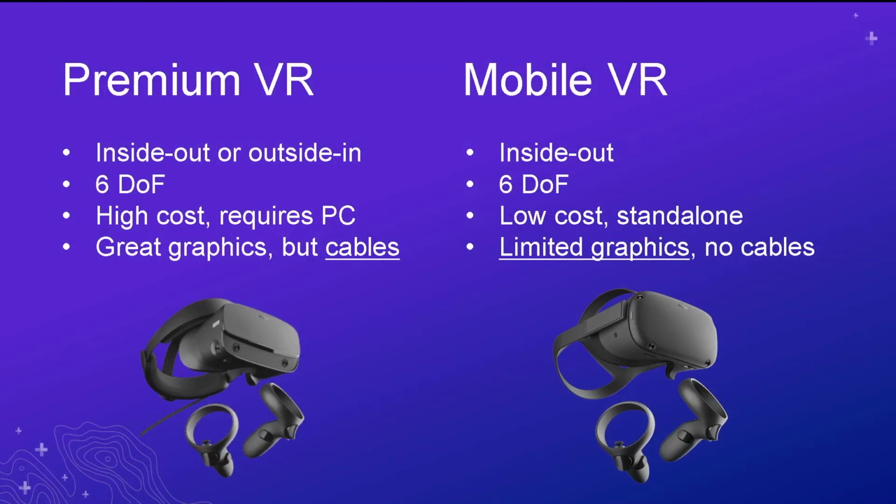On the VR side, premium and mobile systems have started to converge. Both promote 6 degrees of freedom and inside-out markerless positioning. Mobile hardware is getting better, though, with dedicated chipsets to deliver better VR experiences. It's still difficult to match the graphics capability and the computing power of VR systems tethered to a PC, though.